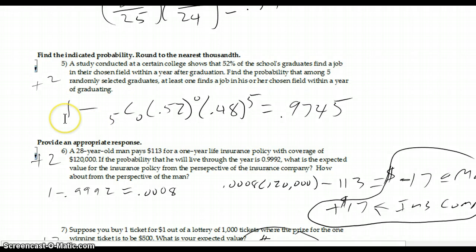So what's the opposite of at least 1? That would be nobody getting a job. So let's find the probability that nobody gets a job, which is here, 5C0, nobody gets a job, 0.52 to the 0, 0.48 to the 5. And if we subtract that from 1, that adds up all the other probabilities combined. So that'd be 1 or 2 or 3 or 4 or 5 added up, and it's 97%, 0.9745.